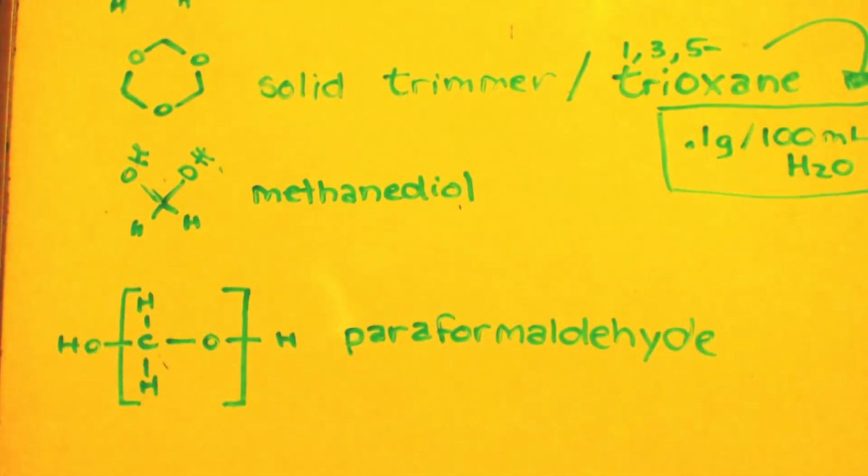I also did a video on copper oxide oxidation of alcohols to make aldehydes. So if you want to make formaldehyde or acetaldehyde that way, you can check that video out.